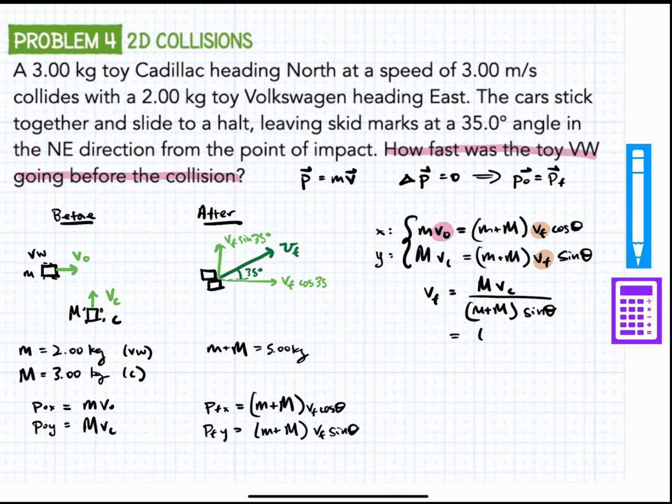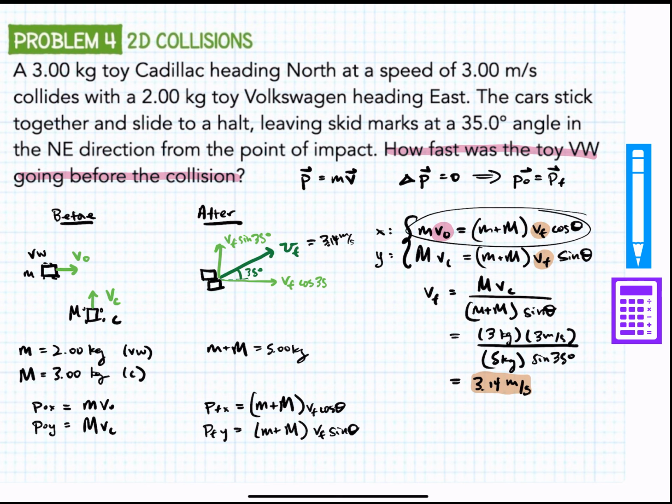We plug in our numbers. This should give us 3 kilograms times 3 meters per second divided by 5 kilograms sine of 35 degrees. When you plug all that in, you get 3.14 meters per second. So that is this final speed, about pi meters per second. All right, so that's our intermediary value. This is our V final, and we still need to find V initial.